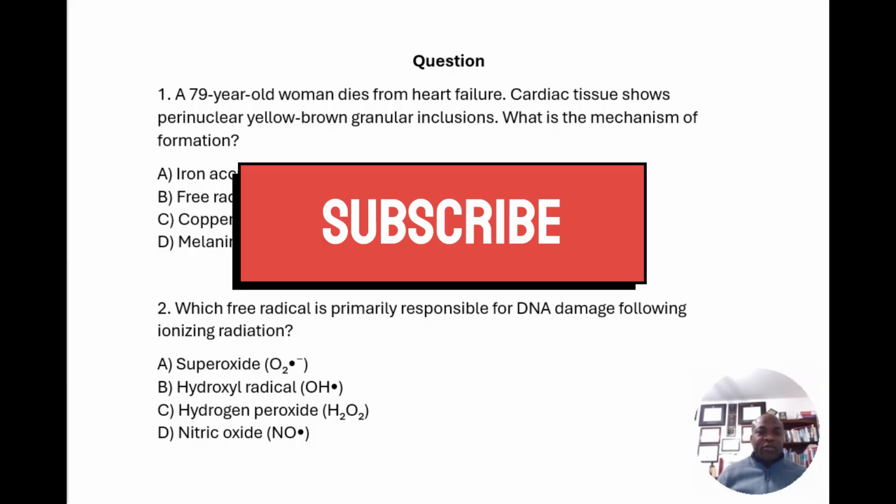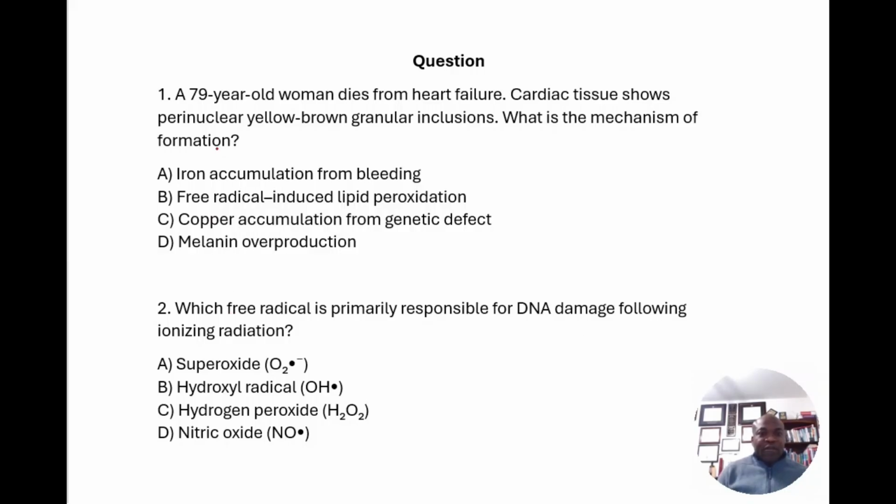As usual, we're going to start with a question. The first question there: a 79-year-old woman dies from heart failure. Cardiac tissue shows perinuclear yellow-brown granular inclusion. So that sounds like what we call lipofuscin. What is the mechanism of formation? The best answer there will be free radical induced lipid peroxidation.